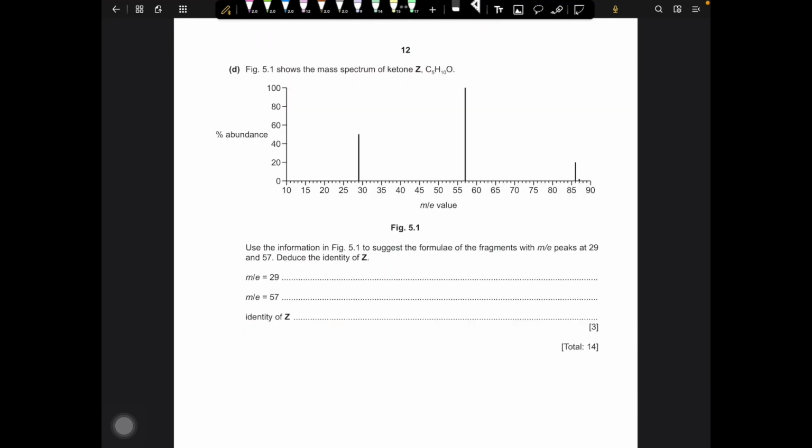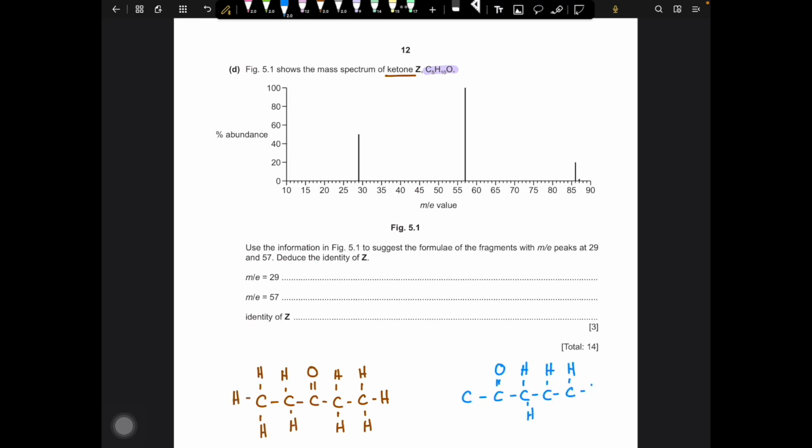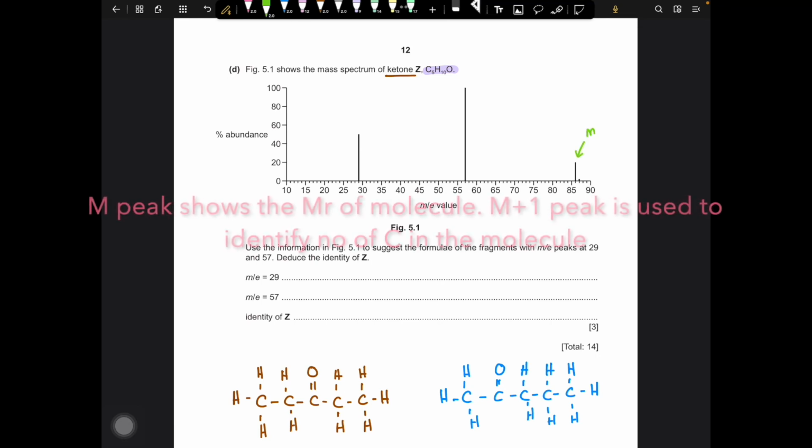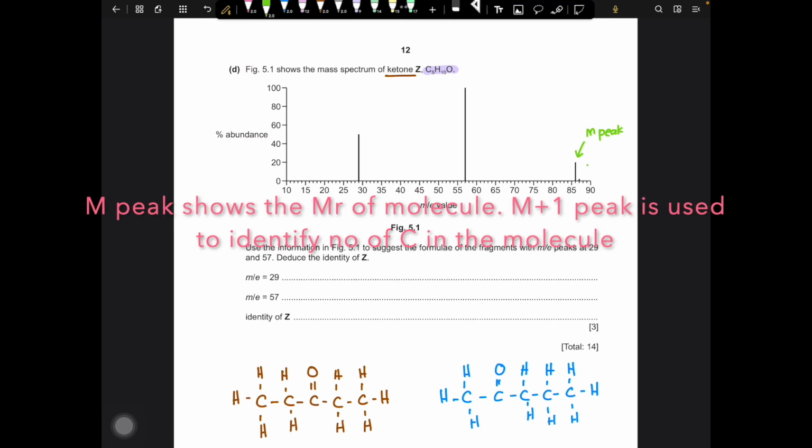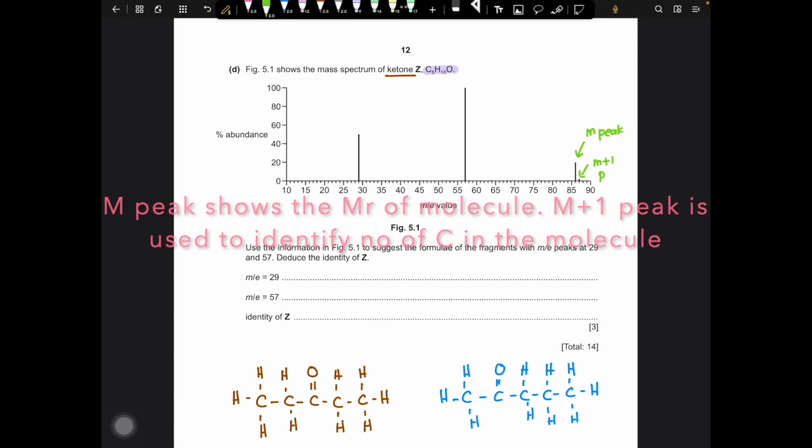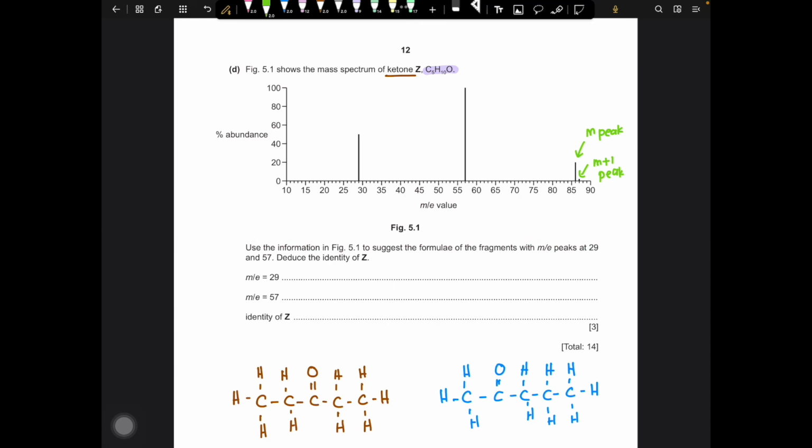In this last question, we have a mass spectrum of ketone Z with the formula of C5H10O. So the question already specified that it is a ketone with 5 carbon. It means that Z could be pentan-3-one, or it can also be pentan-2-one. From the mass spectrum, we can identify the M peak, which is the molecular ion peak, and this is the M+1 peak. But the question only asks for 2 type of peak, which is the peak at 57 and also the peak at 29.